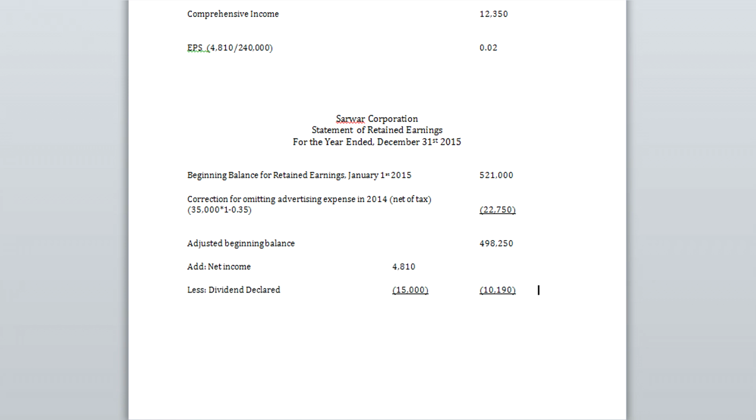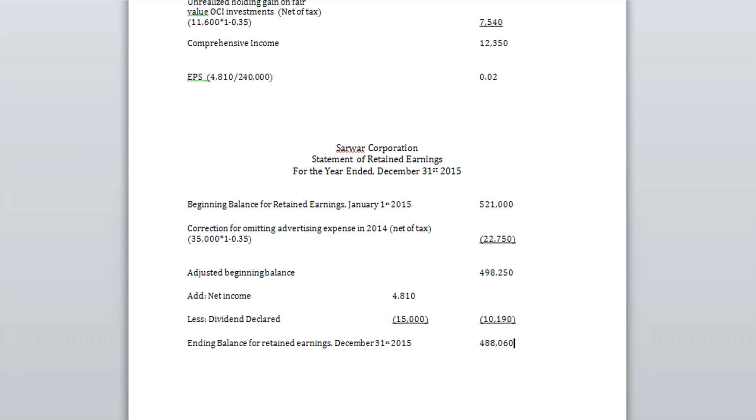The last step is to figure out your ending balance for retained earnings on December 31st, 2015. This is calculated by taking our adjusted beginning balance and then subtracting these adjustments. So $498,250 subtracted by $10,190 gives us our ending balance of $488,060. So, as you can see, the statement of retained earnings is actually very easy to prepare.